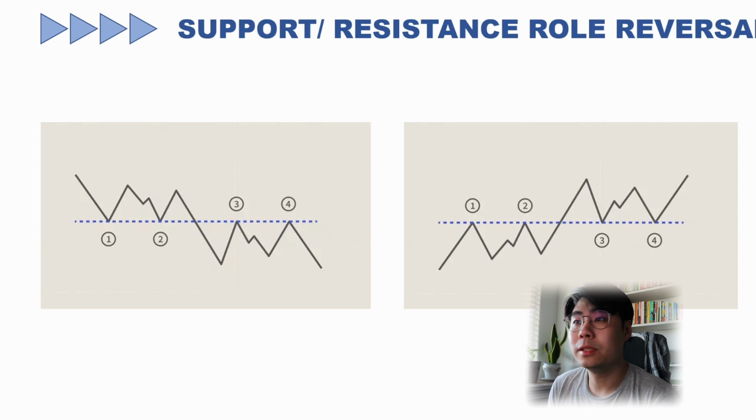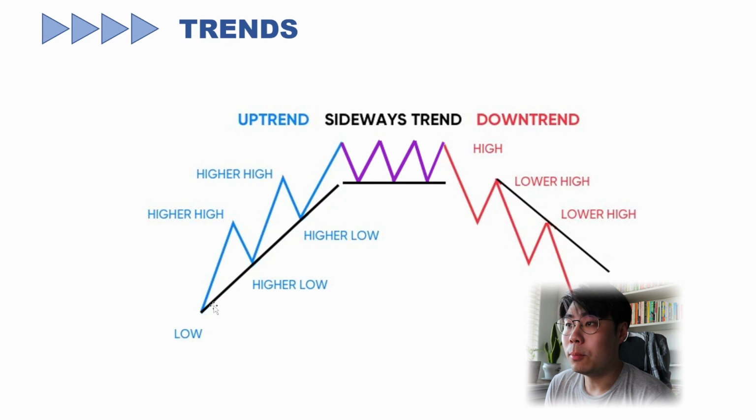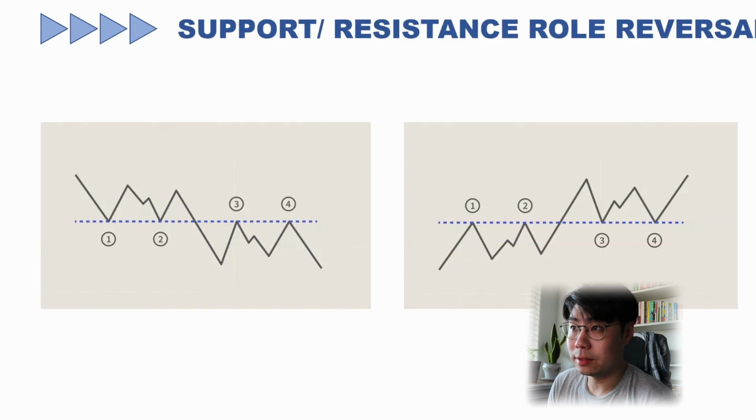So we talked about how support and resistance often forms in these channels. If you go back to the previous trends, these upward trends, these sideways trends, these downtrends, they form a channel, right? A channel means that there are two trend lines, one touching the highs, one touching the lows. And these form the support and resistance. So if you don't remember what that is, take a look at the previous video.